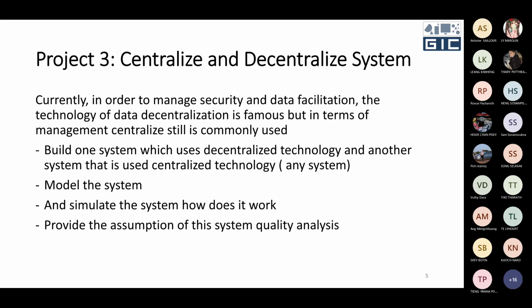Okay, questions? If I want to use only a decentralized system to represent my project, is it possible? It is possible, but your score will be deducted. For example, if I give 50% for centralized and 50% for decentralized, and you do only one, you will get only 50% of the score.